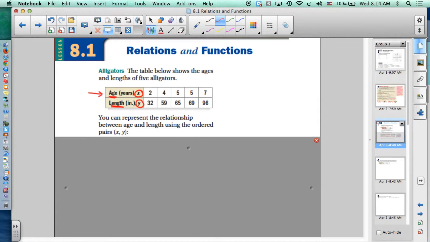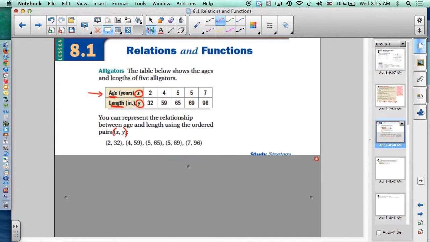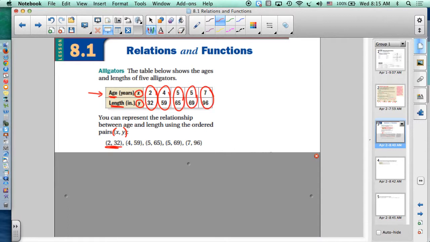You can represent this relationship between the age of an alligator and its length by using the ordered pair (x, y). Notice ordered pairs have parentheses around the outside of them. And then there's an x value and a y value inside the parentheses separated by a comma. That is the correct way that we write ordered pairs. And they should look like this for this particular table. Notice there's an age and a length that are connected. The 2-year-old alligator is 32 inches long, so that's related or given by the ordered pair (2, 32) inside parentheses. And we continue to do the same thing for each of these 5 different pairs of numbers.